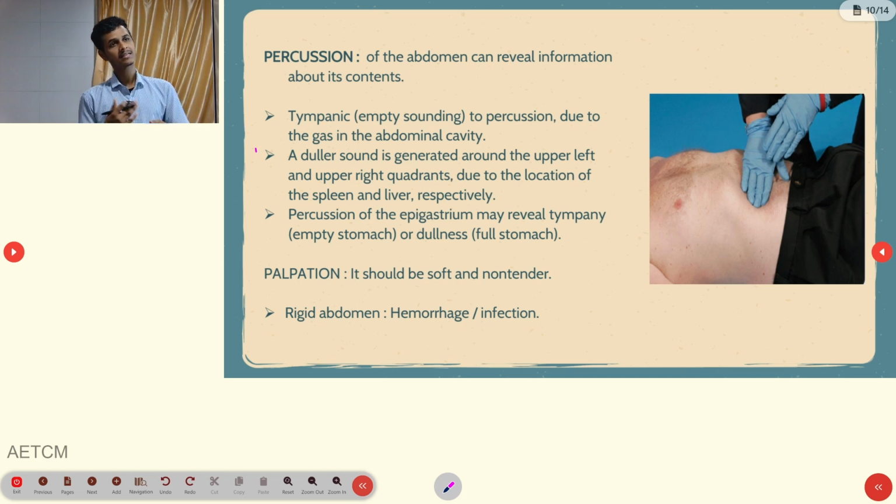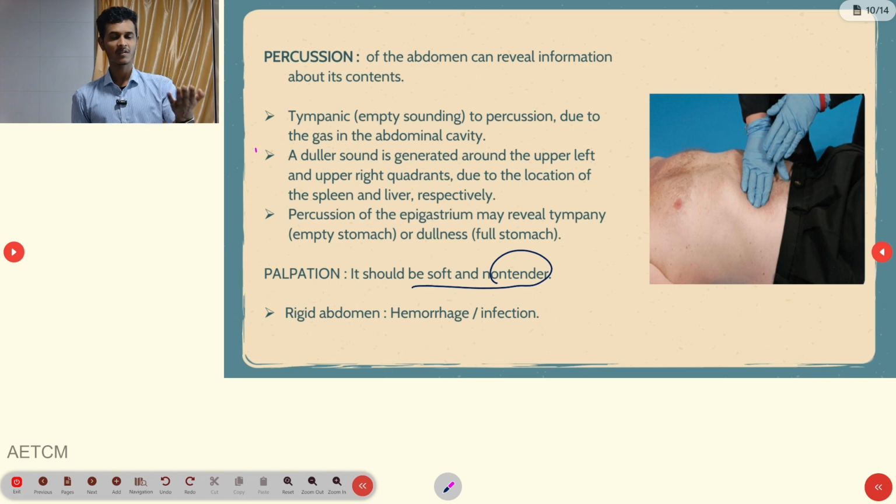So in the case of any organomegaly, we can also get a dull note. These are some clinical things regarding percussion. Then coming to palpation, the abdomen should be soft and non-tender, not rigid, which would suggest hemorrhage or infection. Non-tender means that while palpating, the person may feel discomfort or pain, that is the tenderness, right? So here the person should be non-tender.